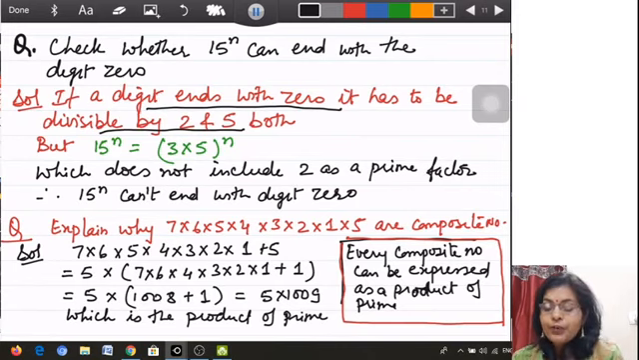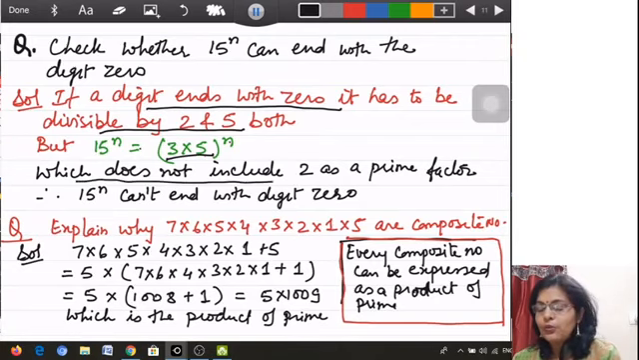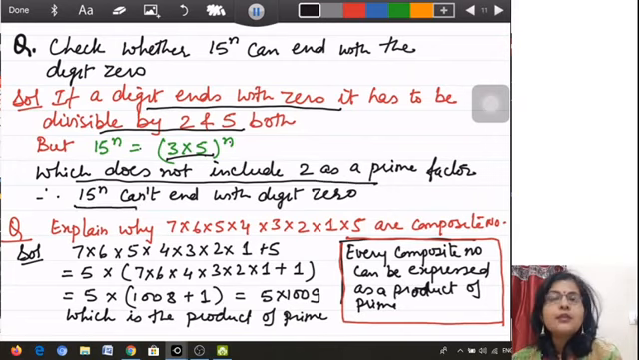But 15 can be factorized into 3 into 5. So 15 to the power n is 3 into 5 to the power of n, where 5 is there but 2 is not there. So it does not include 2 as a prime factor. So 15 to the power n cannot end with the digit 0. Simply this type of question, any number we can write.